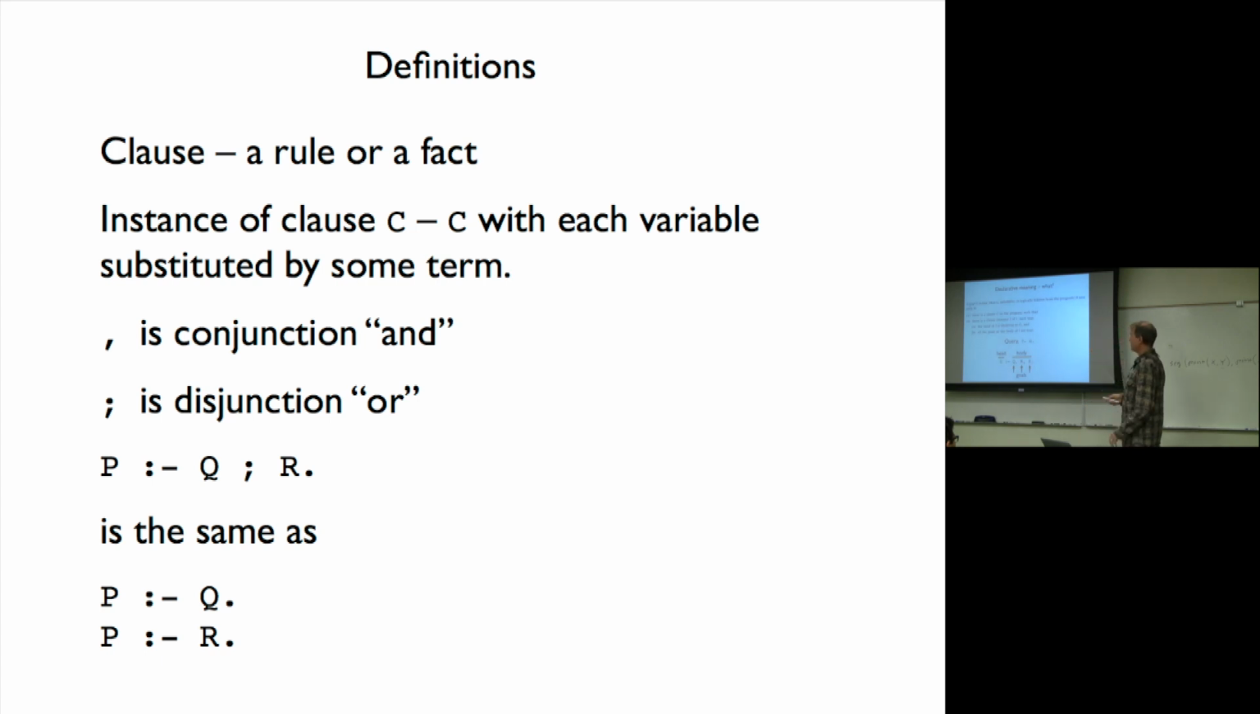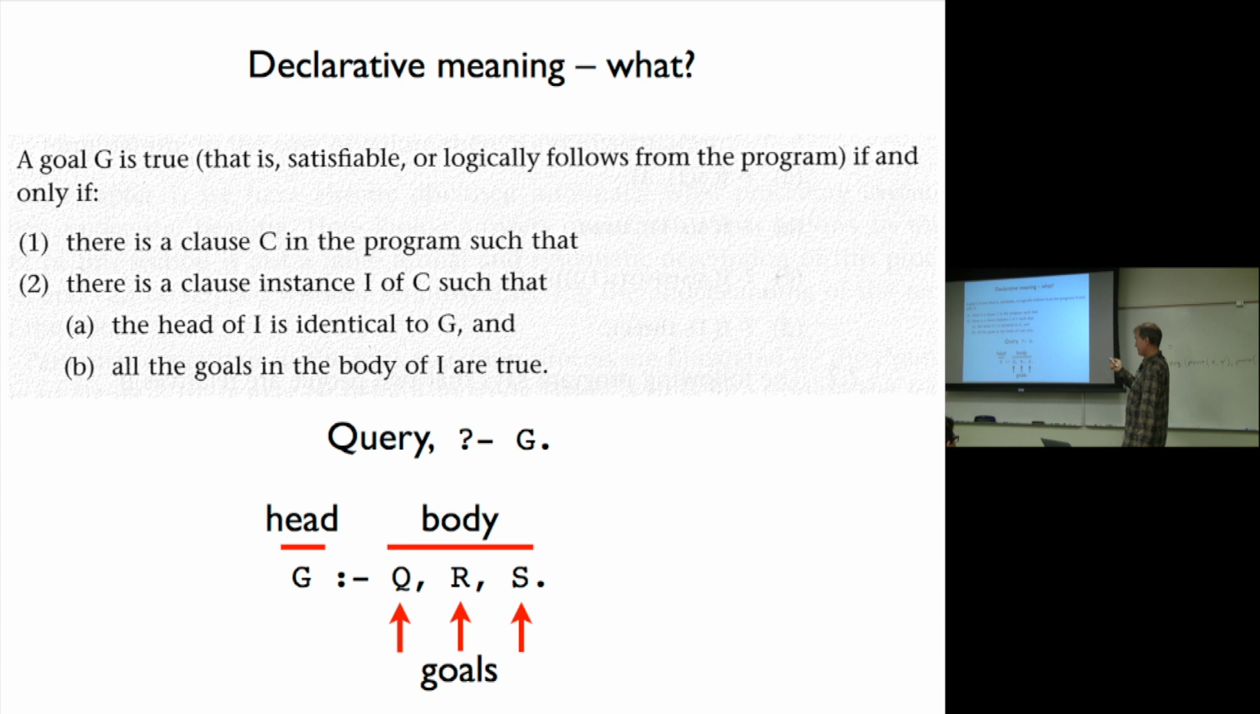All right, now, declarative meaning. A goal G is true, that is satisfiable or logically follows from the program, if and only if there is a clause C in the program such that there is a clause instance I of C such that A, the head of I, is identical to G, and B, all the goals of the body of I are true.